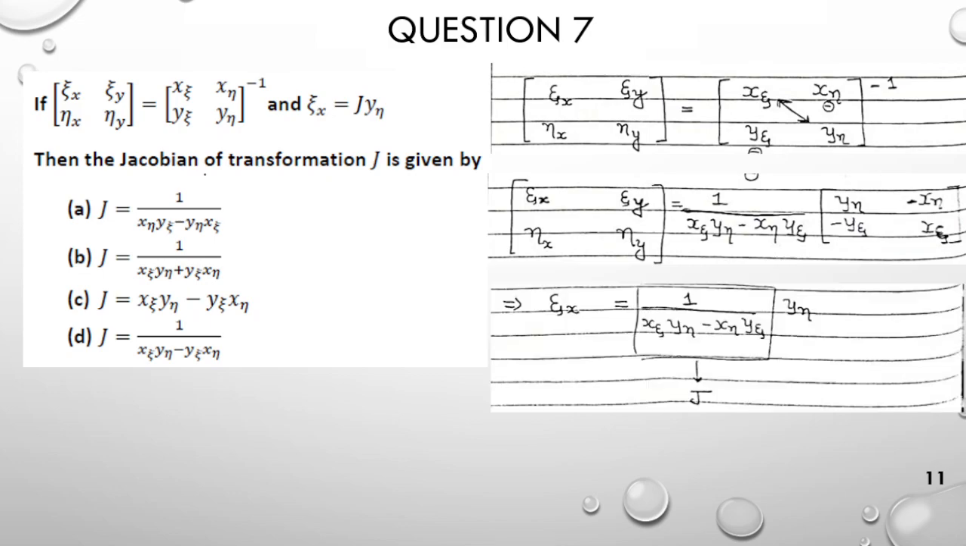So if we see this equality expression, then we come up with J. Now if you see the options, I think you have two minus signs. In the first option you have x eta y zeta minus y eta x zeta. I think that will be the reverse, so that's not the correct answer. The fourth one should be correct: x zeta y eta minus x eta y zeta. So option number 4 should be the correct answer here.